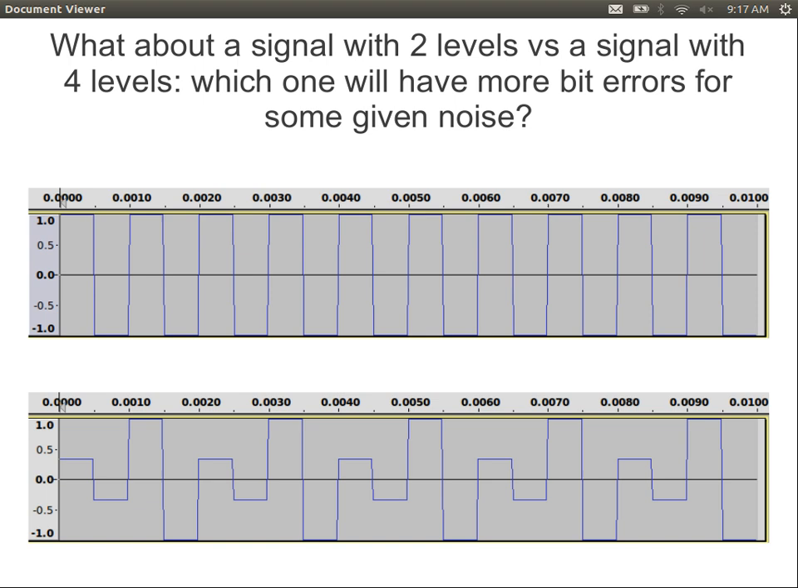The other part is, how are these signals impacted by noise? If we introduce the same amount of noise into them, how many errors are going to occur? Which one is going to have more errors?